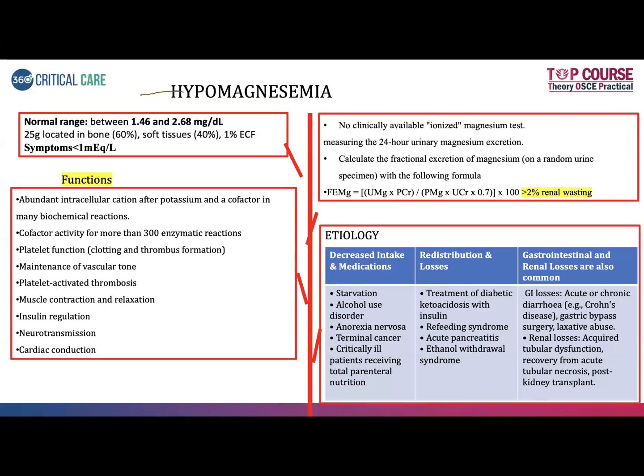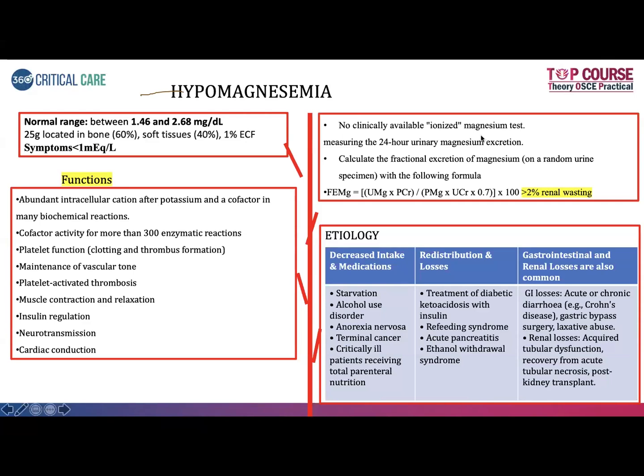So the etiology of hypomagnesemia. It can be due to decreased intake, redistribution, gastrointestinal or renal losses. Decreased intake can happen due to starvation, alcohol use disorder, anorexia, a terminally ill cancer patient, or a critically ill patient who is on total parenteral nutrition. Redistribution happens due to the anabolic effects of insulin, refeeding syndrome, acute pancreatitis, ethanol withdrawal syndrome.